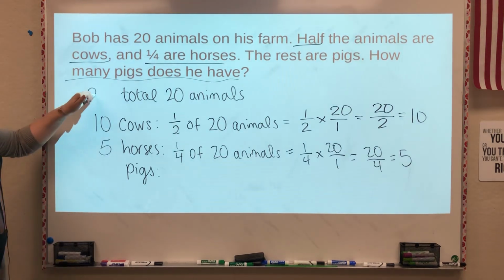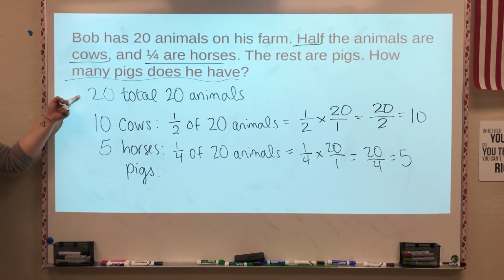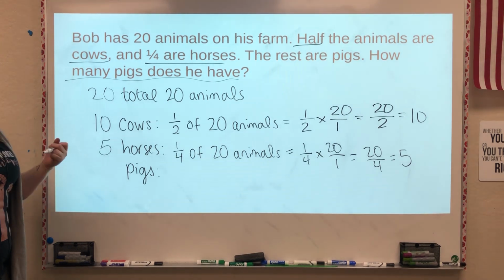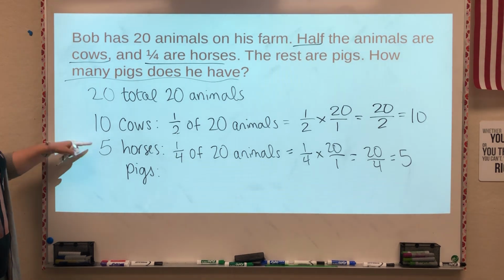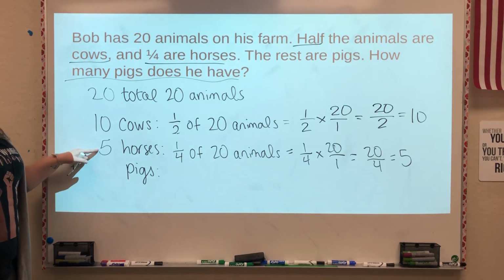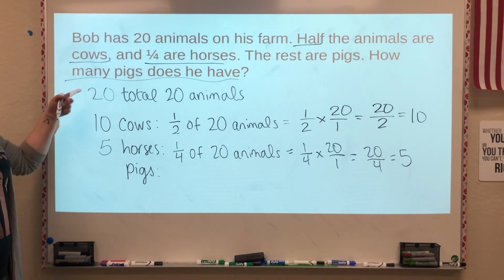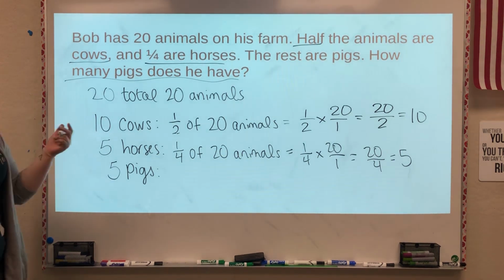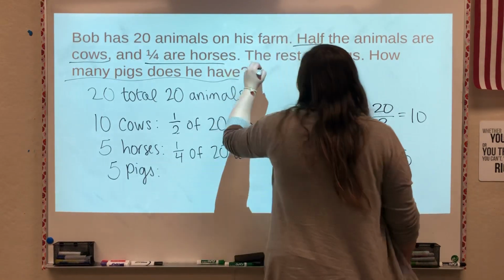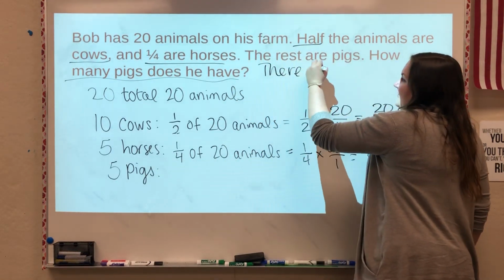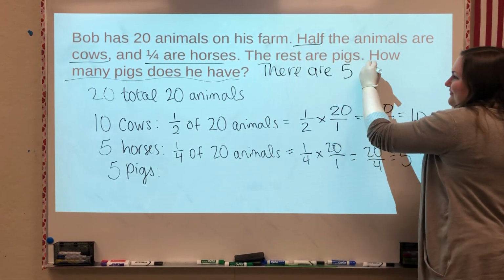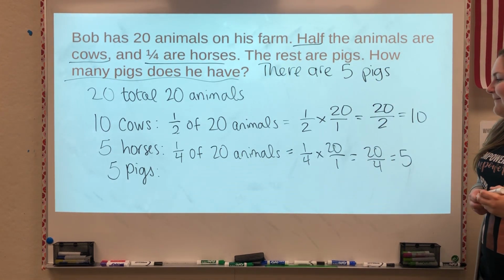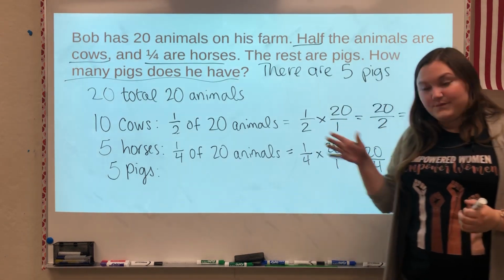At this point, we know there are 20 total animals. I know there are 10 cows and 5 horses. So how many pigs are left? Well, if I add these together, it means there are 15 cows and horses. If I take that away from the total animals, that tells me there are 5 pigs. So to answer this question, we would say there are 5 pigs.